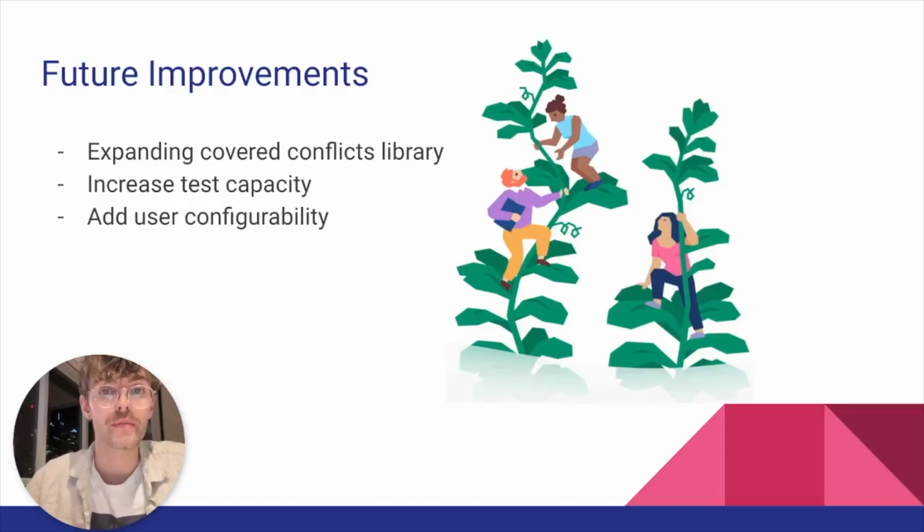So for improvements that we can make in the future for this project, that would be expanding covered conflicts libraries, and this would help improve the performance so that we don't have to use the machine learning algorithm. Increase the test capacities, because it's always better to have more tests, and that would help ensure that no users run into any issues. And then adding user configurability, because just in case there is a case that isn't covered, then we would be able to ask the user what they want to resolve it as.